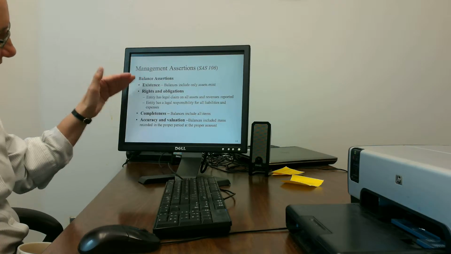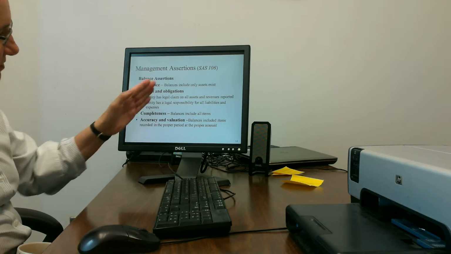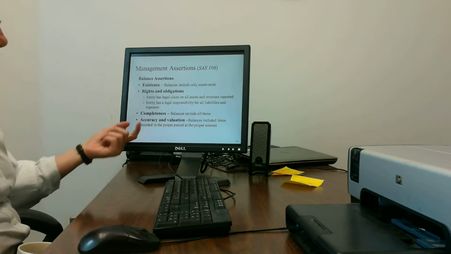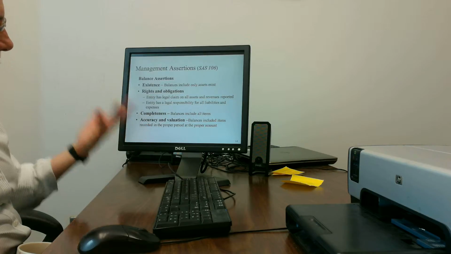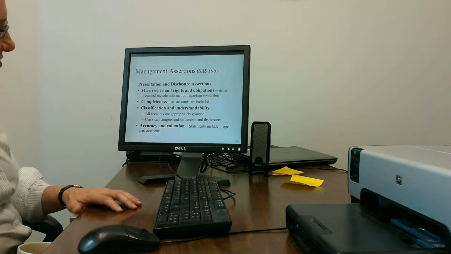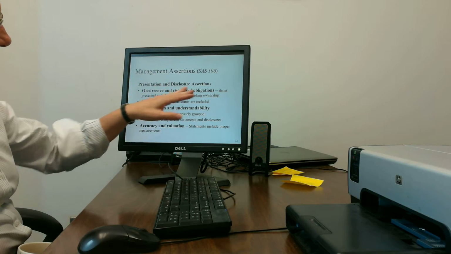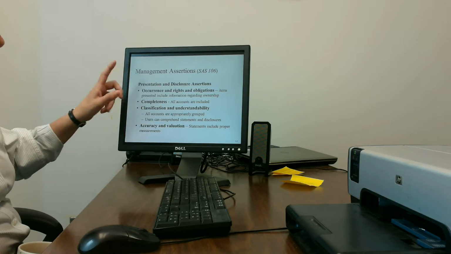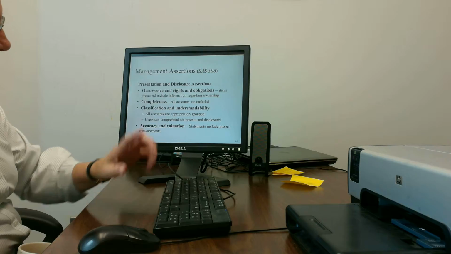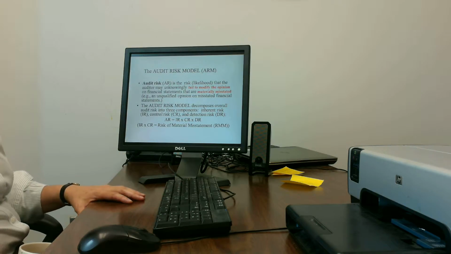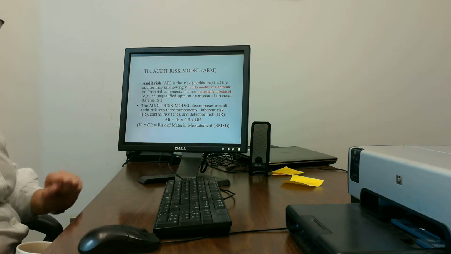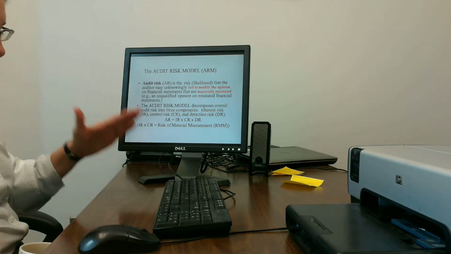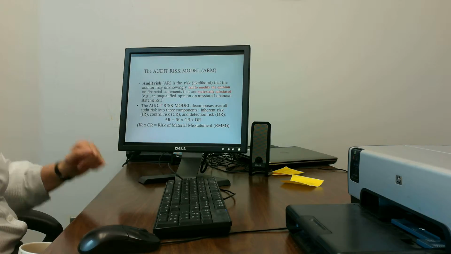Balances can exist. You can have the rights to an asset or the obligation to a liability. All balances include all items. Accuracy and valuation, numbers are right. Presentation and disclosure, same ideas, but we add in this idea of understandability. So if you aren't really hip to those assertions yet, put a lot of time and effort into that. It will really pay off for the rest of the semester.